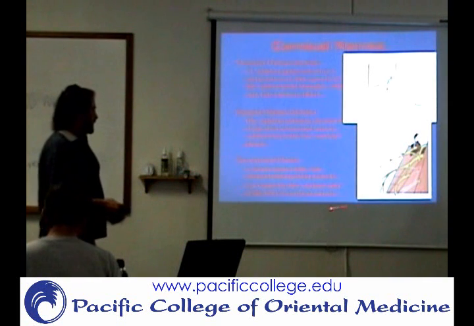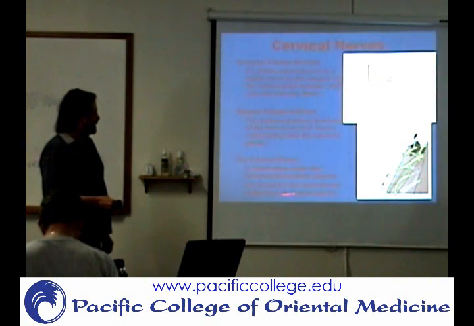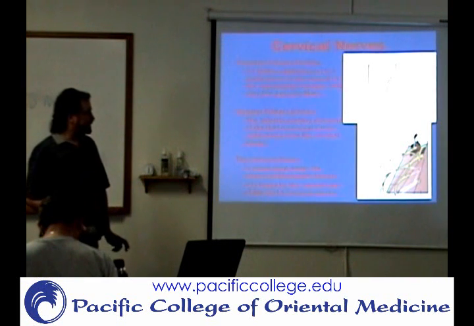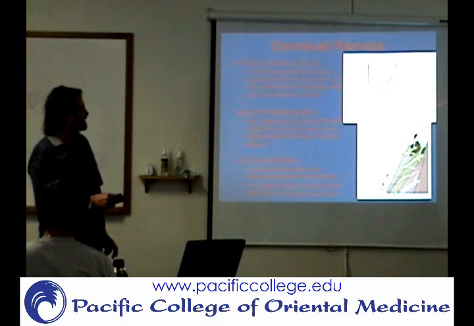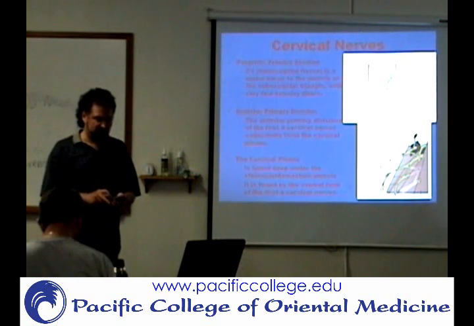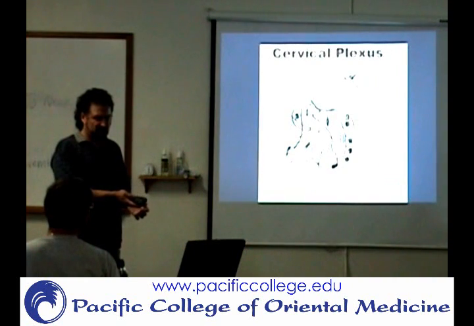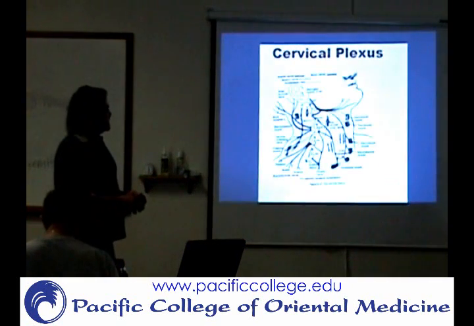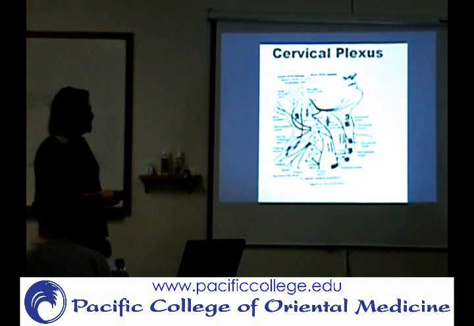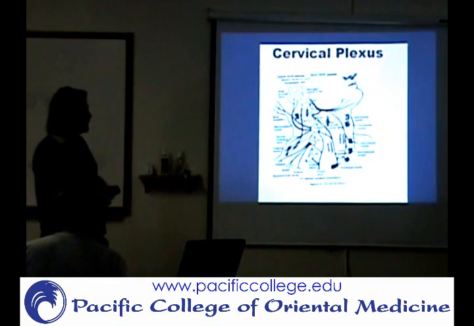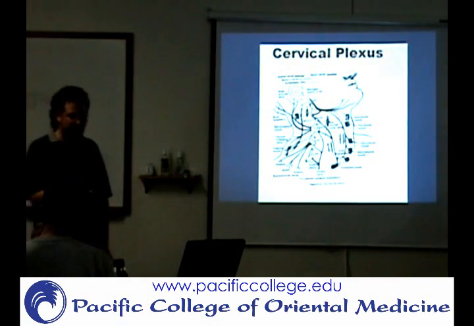So it's basically, again, going to be the ventral rami of the first 4 cervical nerves. So it's going to be this part here. So this just shows all the things that are going to be supplied by the cervical plexus. We'll go through these different nerves. So it's going to supply some of the muscles in the neck.